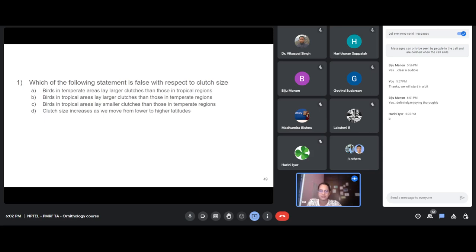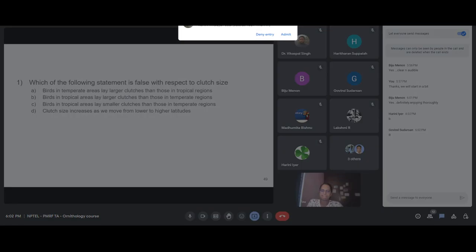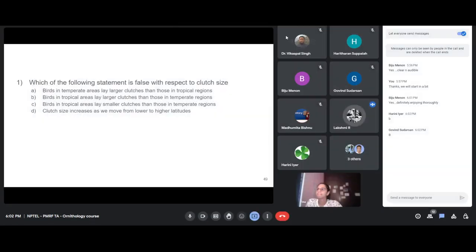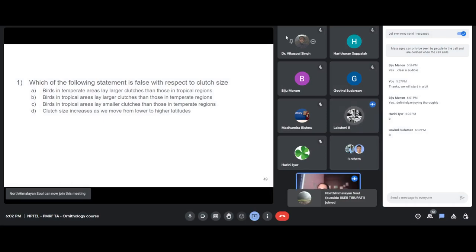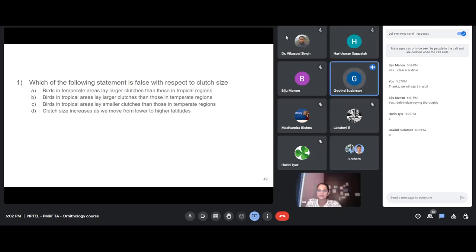Okay, Harini says B. Maybe B, I guess. Ma'am, we need to find the false one, ma'am. Yeah, the false statement. In such a case, B is pretty obviously the answer, ma'am. Okay, so B, a lot of answers for B.